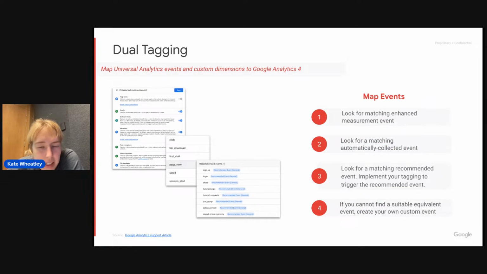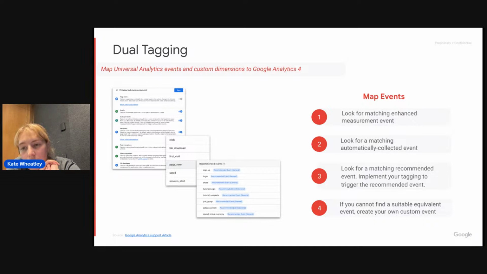To map your events, it's good to have a little bit of a measurement plan in place, just a list of your current UA events and how you want to label them in GA4. In terms of mapping events, there are a few steps to take. The first is that you want to check if there's already an enhanced measurement event. For instance, if you're tracking scrolls in UA and you want to use the enhanced measurement event in GA4 for scrolls, then you won't need to do an additional mapping in GTM. Or, if you're tracking things like file downloads in UA and you're just using the enhanced measurement version for GA4, you won't need to do a mapping there.